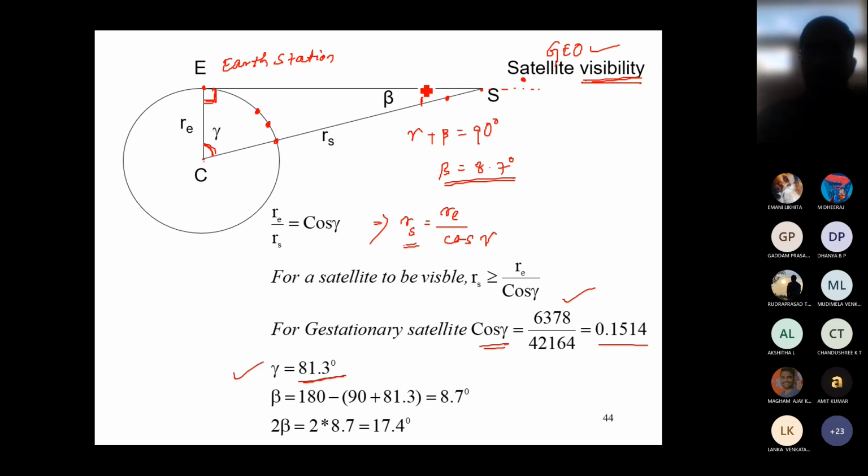Hope you understood. Now, suppose the satellite is here. So in this direction, it can cover 8.7 degree. Similarly, in this direction also, it can see 8.7 degree. Okay, getting my point.